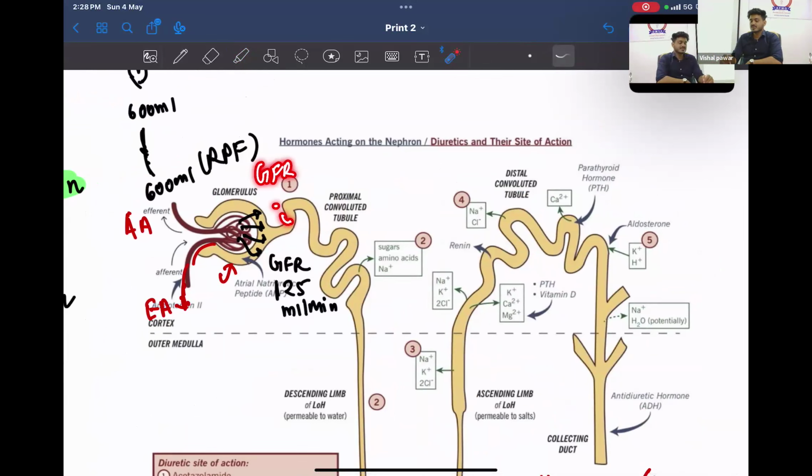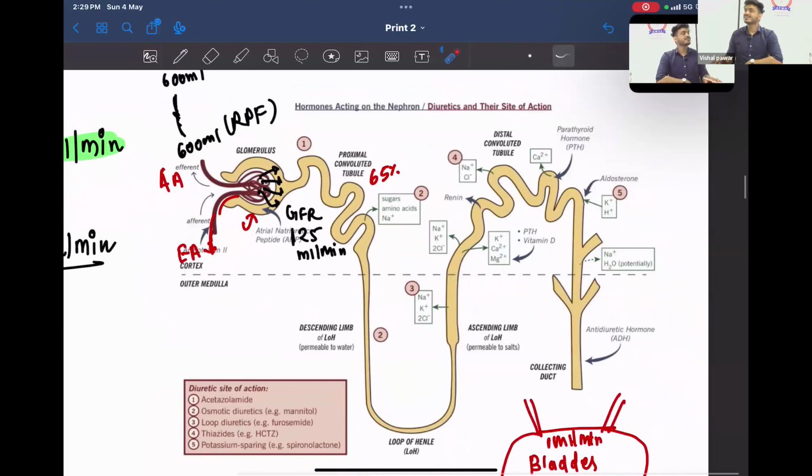Now, this GFR is going into the first part. This is known as the proximal convoluted tubule. This first part is known as PCT, or proximal convoluted tubule. Here you will be having 100% of sugar and 100% of amino acid, and 65% of salt reabsorption. Here you will be having 125 ml of urine being formed. Out of that, 65% will be reabsorbed here itself. 65% of salt will be reabsorbed, 65% of water will be reabsorbed.